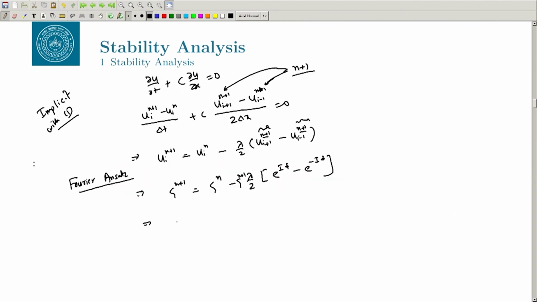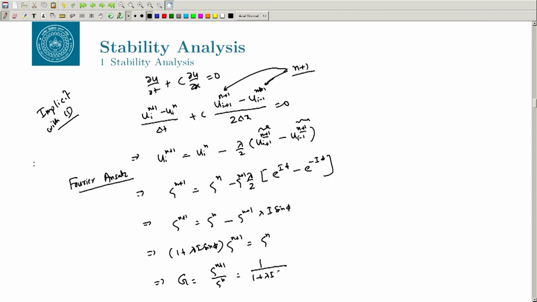Okay. So, this is zeta to the power n plus 1 into zeta to the power n minus d to the power n plus 1, and this is lambda I sin phi, because 2 and 2 will cancel out, right. This will become 1 plus lambda I sin phi zeta to the power n plus 1 will be equal to zeta to the power n, right. So, the amplification factor g will be zeta to the power n plus 1 by zeta to the power n, that will be 1 by 1 plus lambda I sin phi, right.